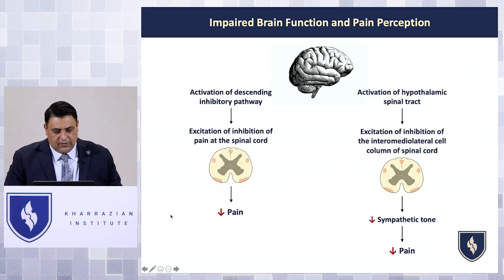So here's just a summary of those pathways. Brain not working, they can't dampen the descending inhibitory pathways. Or here's another way to look at it. Activation of descending inhibitory pathways, excitation, inhibition of pain, spinal cord, that can decrease pain. If the brain is working well, activation of the spinal tract, excitation of inhibition of the intermediolateral cell column, decrease sympathetic tone, decrease pain. So the brain is involved with pain and sympathetic responses.